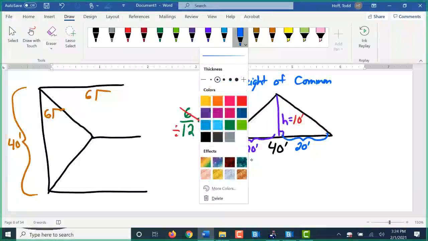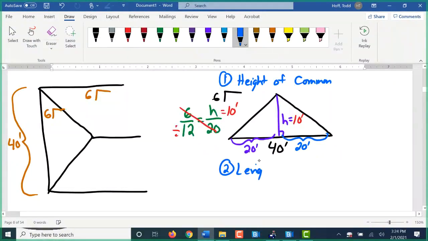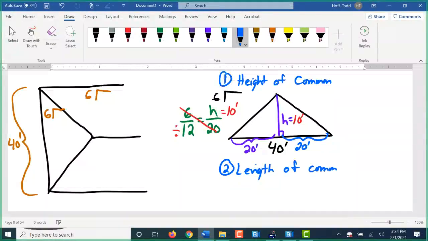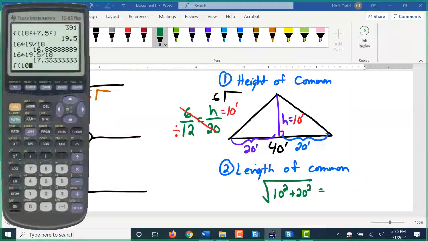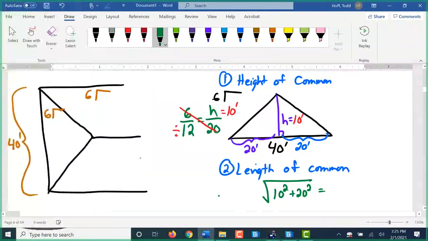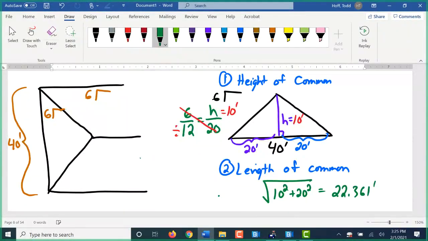10. Step 2, find the length of the common rafter. Half a minute to find that quick. So it's a squared plus b squared equals c squared. So we've got 10 squared plus 20 squared, and then we square root that. Gives us 22.361. Makes sense? Questions so far?